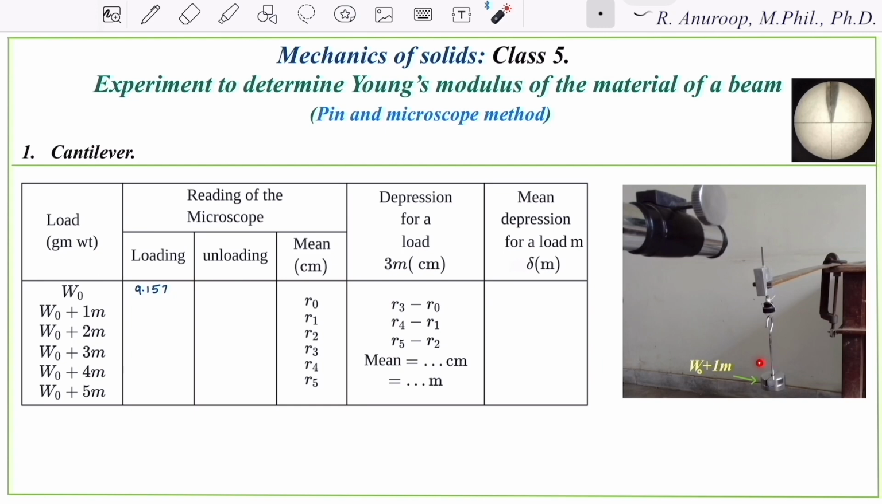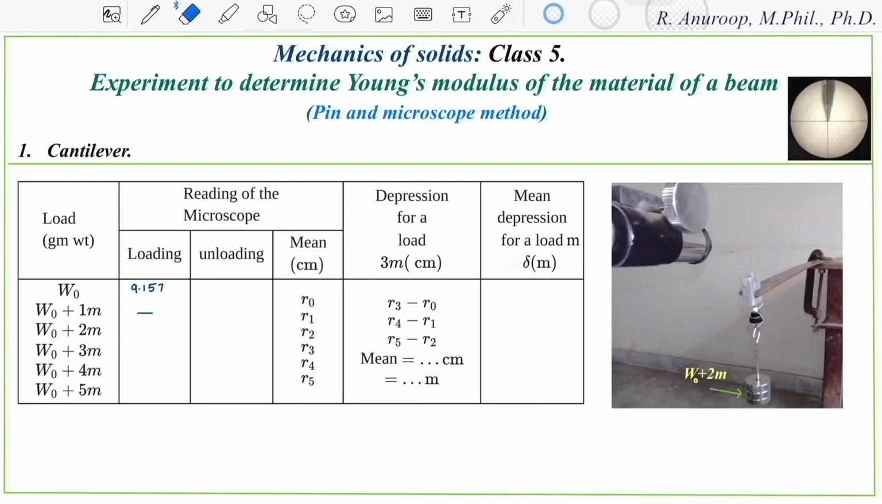Now after that, a weight of 1m is added on the weight hanger so that the total weight is W0 plus 1m. Then the microscope is adjusted so that the horizontal crosswire coincides with the tip of the pin and note the reading corresponding to W0 plus 1m.